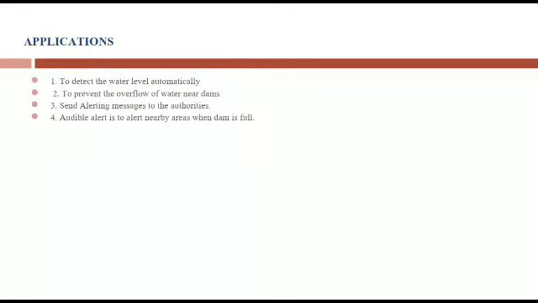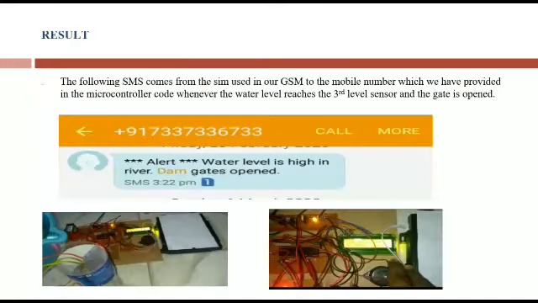Applications: to detect the water level automatically, to prevent the overflow of water near dams, send alerting messages to the authorities. Audible alert is to alert nearby areas when the dam is full. This is our result. As you can see the message, alert, water level is high. In the river, dam gates are opened.